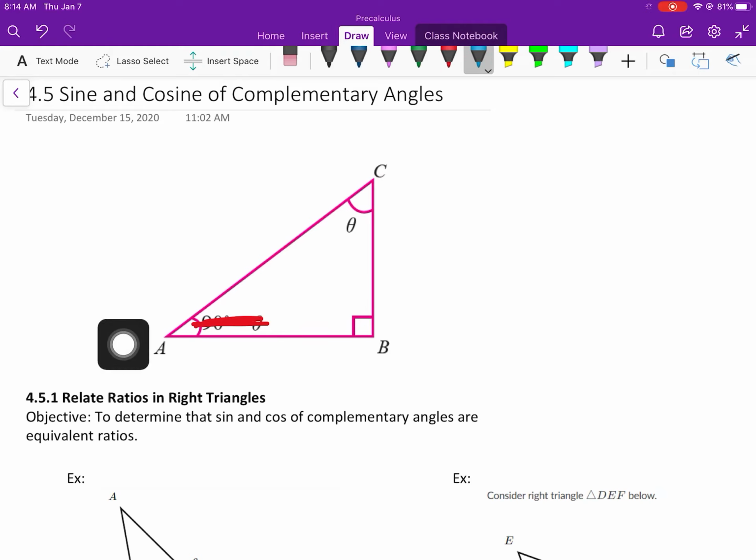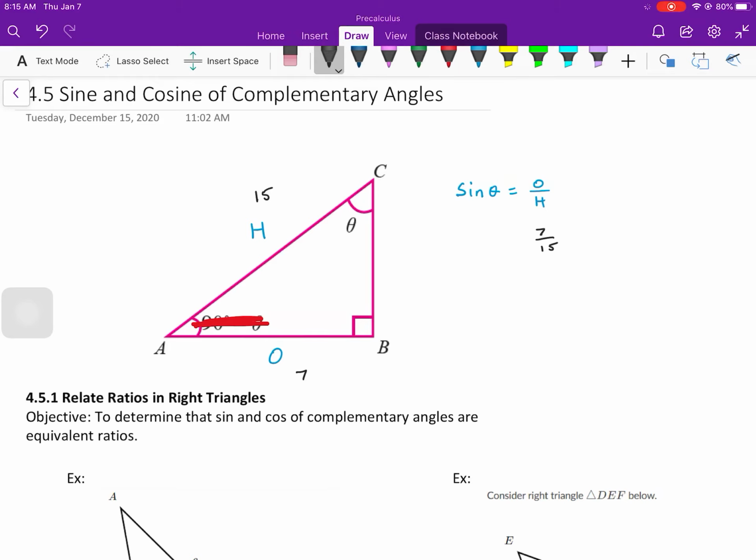But if this is your reference angle theta, let's just think sine of theta. So sine of theta would be opposite over hypotenuse, right? So the opposite side would be here. The hypotenuse would be here. Okay? So let's just say the hypotenuse was 15 and the opposite side was 7, then sine of theta would be 7 over 15, right? Opposite of theta over the hypotenuse.